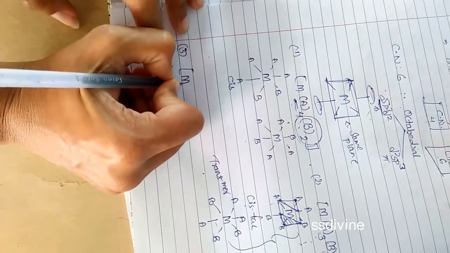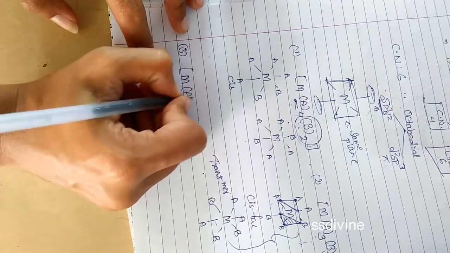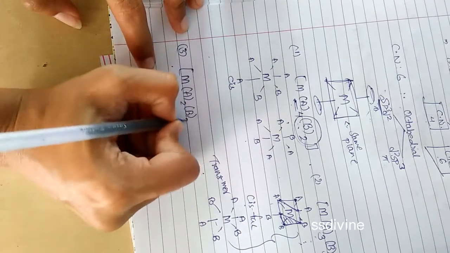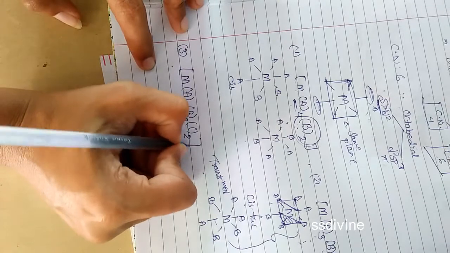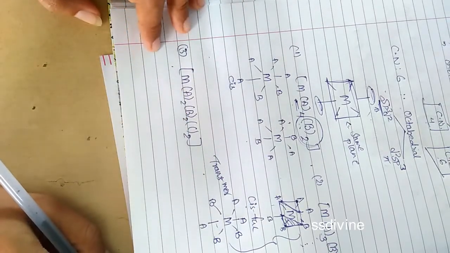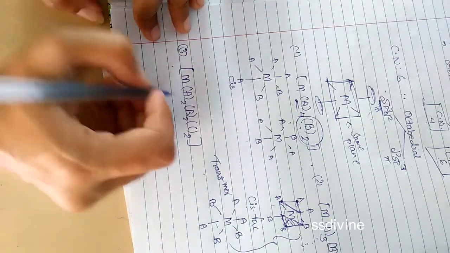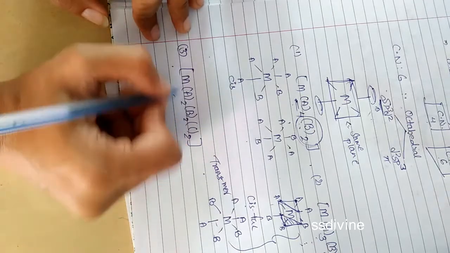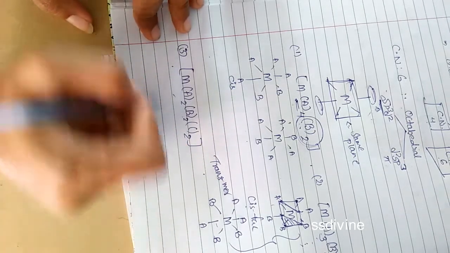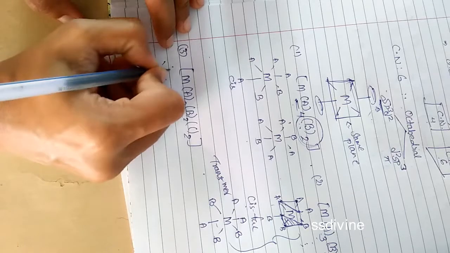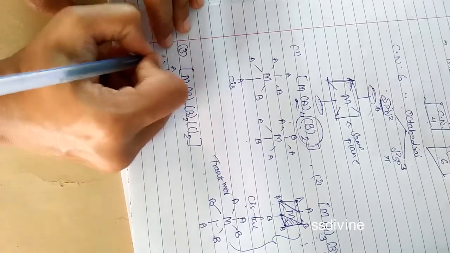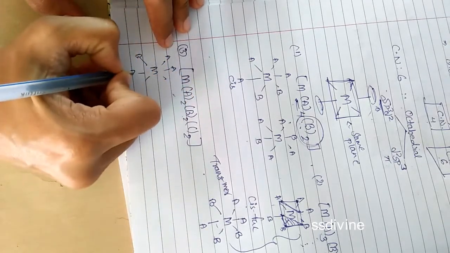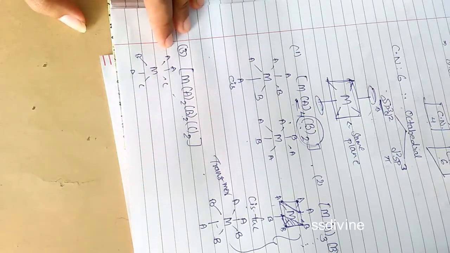Suppose I am having a central metal atom and 3 types of ligands. So how many isomers can I bring about with this? First of all, you can keep all these ligands on the same side, that is AA, BB and CC, right?